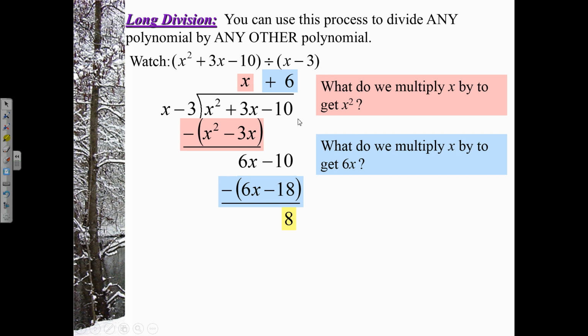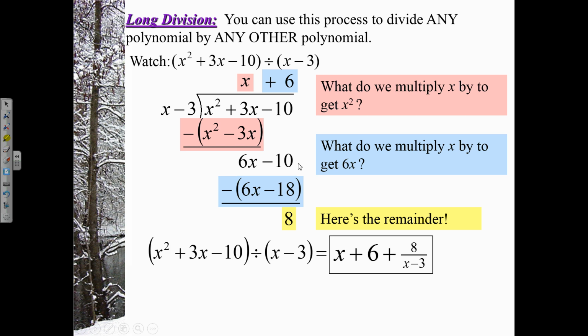Now you can't keep going because nothing times x would make 8. It would be like 8 over x or something. So you're done, which means that this thing that I've highlighted in yellow is your remainder. So when you write your answer, you put the quotient, the x plus 6, plus the remainder, 8, divided by the divisor, the thing you are dividing by, x minus 3.